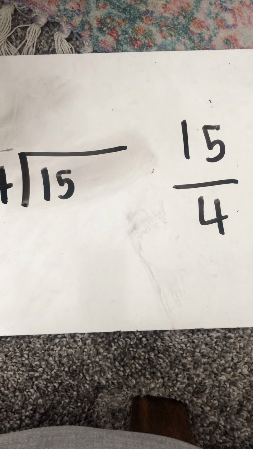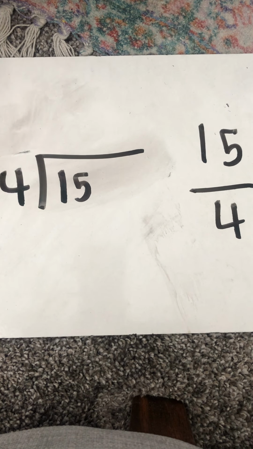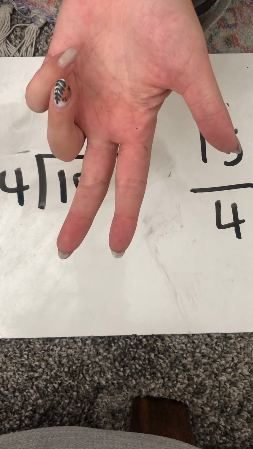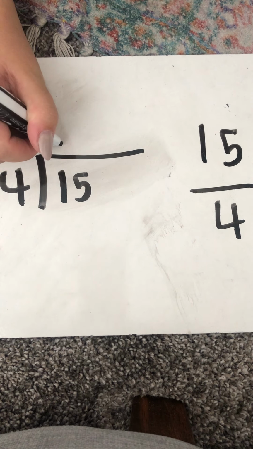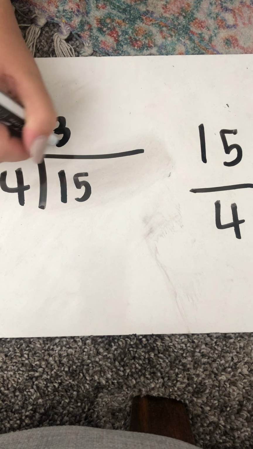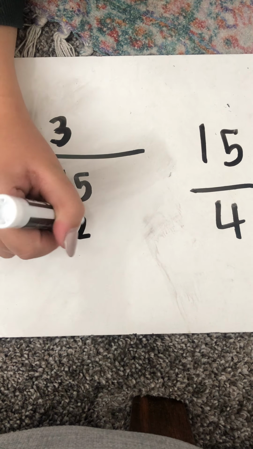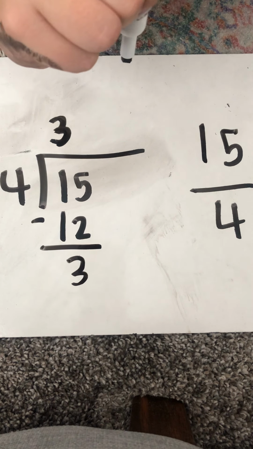How many times can I fit 4 into 15 without going over? Well, if I'm not super sure, I can use my multiplication chart, or I can skip count. Let's count 4, 8, 12, 16. 16 is too much, so I need to go back. That means I can only fit it in there 3 times. 4 times 3 is 12. When I subtract those, that gives me 3.